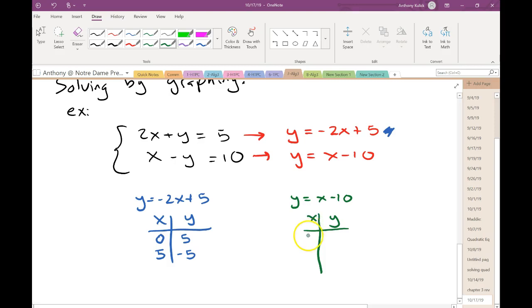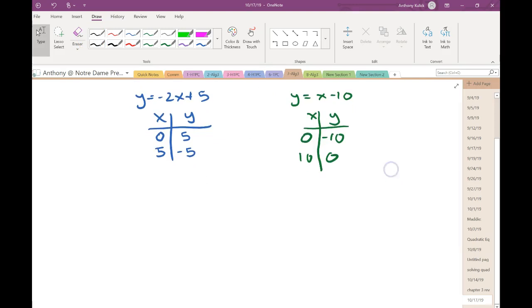So I'll do the same thing here. Maybe I'll just pick 0 for x. That gives me -10. And maybe I'll pick 10 for y. That gives me 0. So I have enough information now to graph.